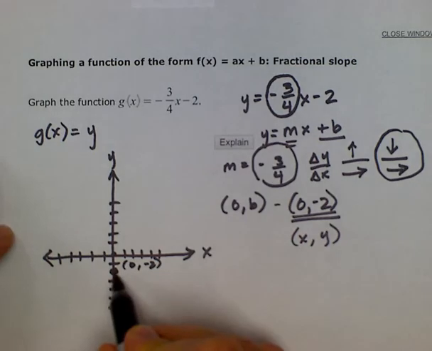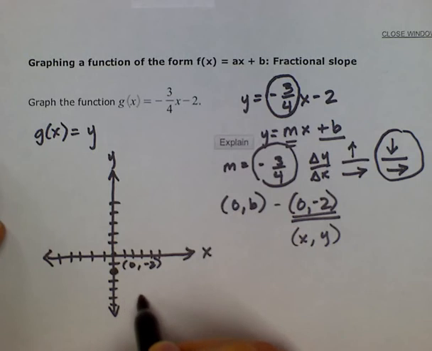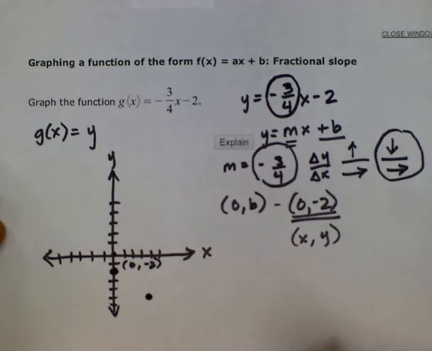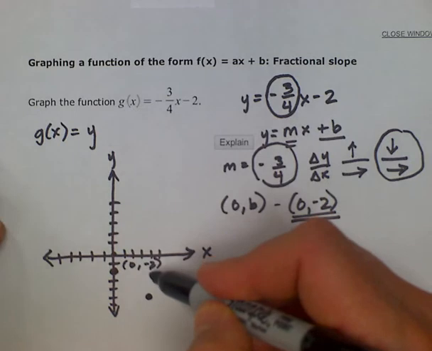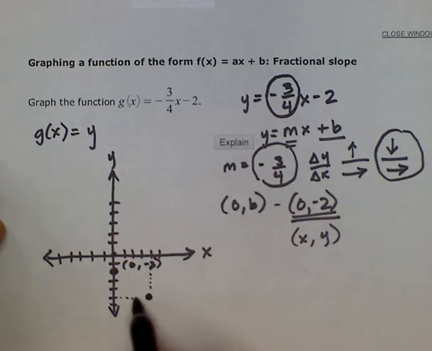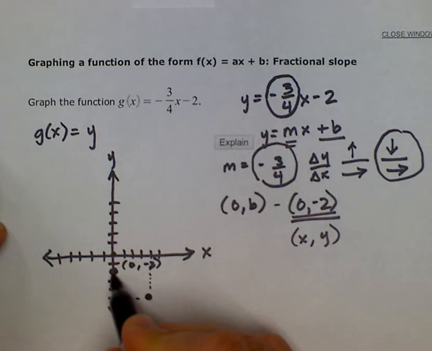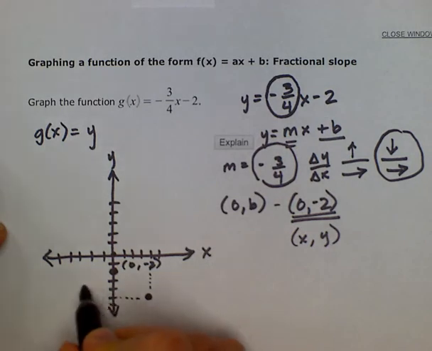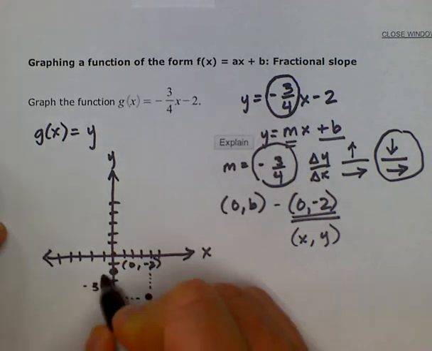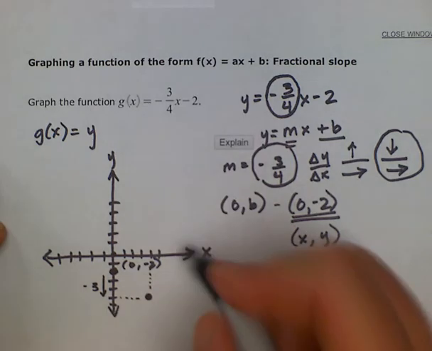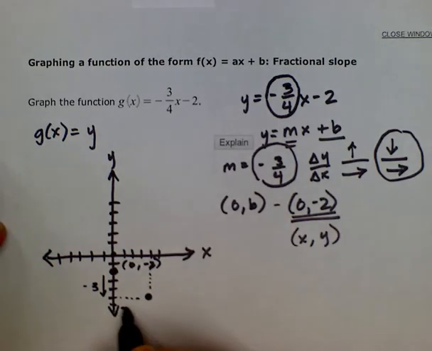So from our start point, we go down 3, down 1, 2, and 3, and then over to the right 4, 1, 2, 3, and 4. And there's another point on the line. So we go down 1, 2, 3. We see it's down 3, and then we're going to the right 4. And there's our second point.